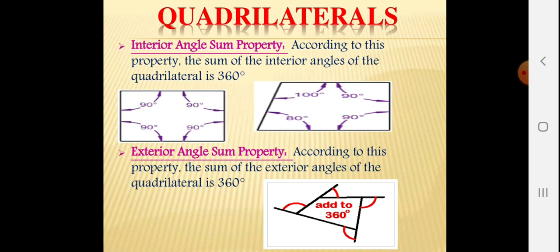Interior angle sum property. According to the property, the sum of the interior angles of all quadrilaterals is 360 degrees, and they are supplementary to each other. You can see the consecutive angles sum up to 180 degrees. Exterior angle sum property. According to this property, the sum of the exterior angles of a quadrilateral is 360 degrees.